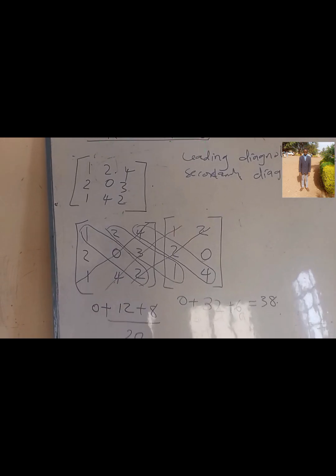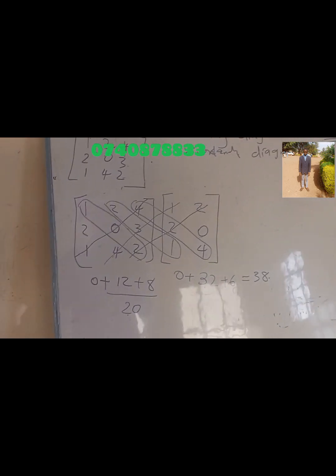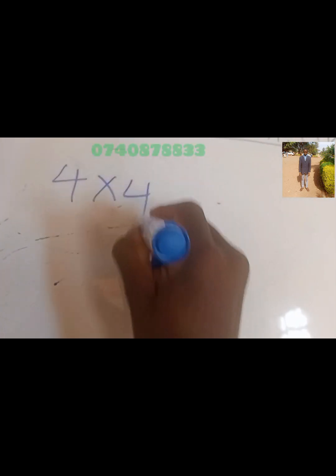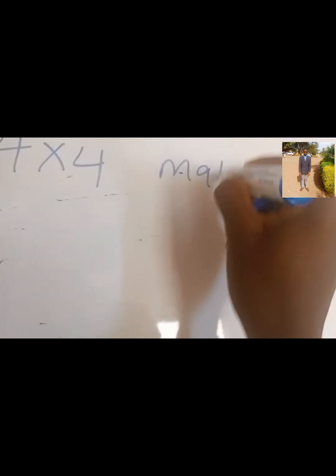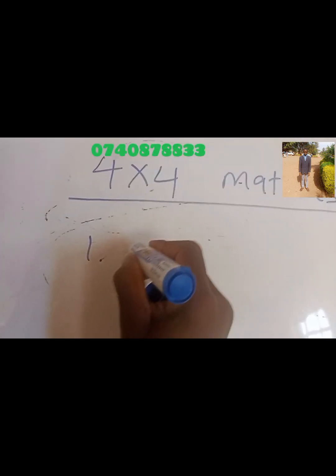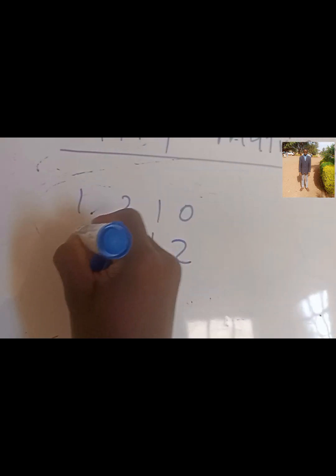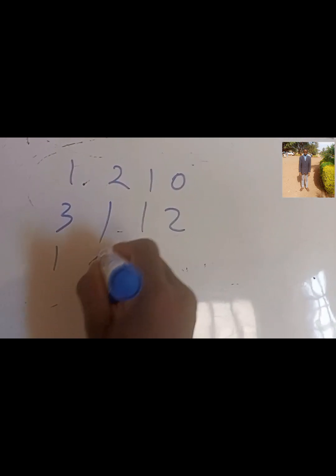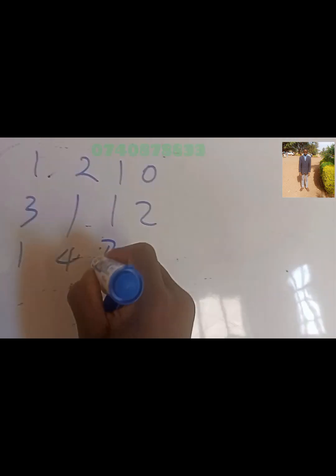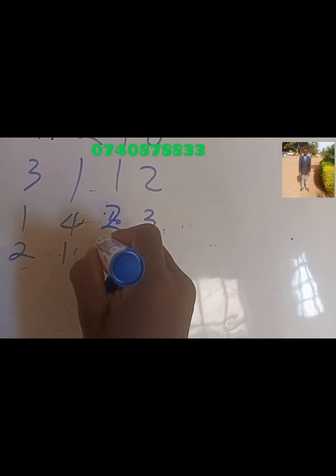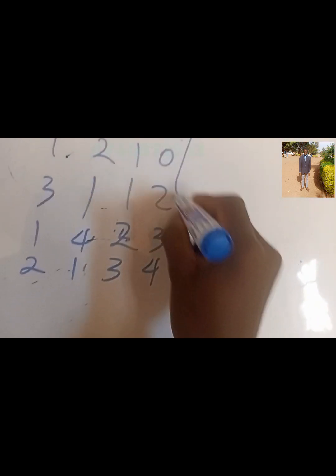Let me now introduce the 4 by 4 matrix. Let me just first clean the board. Let's look at the determinant of a 4 by 4 matrix. A 4 by 4 matrix can be given in this form. Let me use very small numbers because of the multiplications. So this is the matrix.